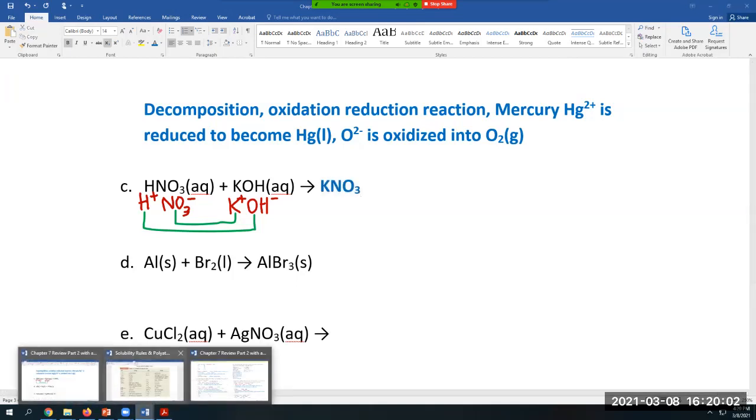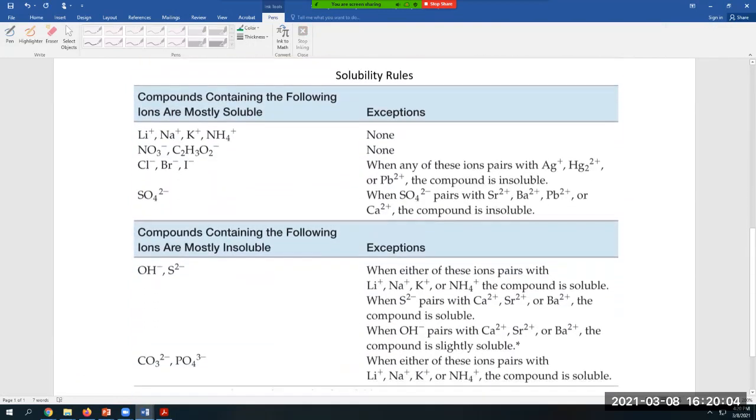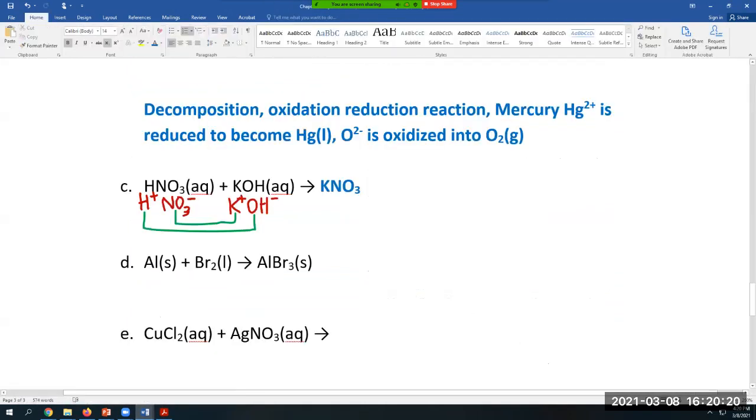If we do the solubility rules here, we can see that K plus and NO3 minus, they are making soluble compounds with no exception. So this is definitely soluble. So we can write aq for soluble. And next we need to add the other product that comes from the exchange of ions from H plus and OH minus.